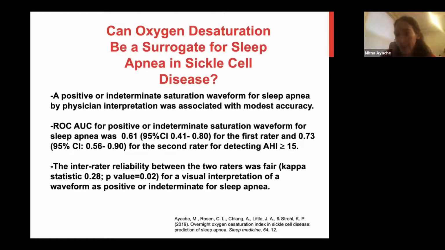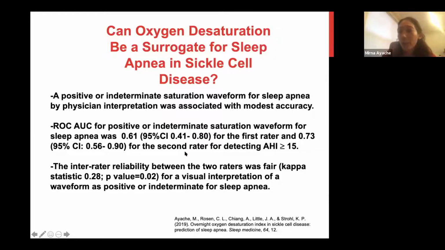One interesting thing is that we did look at the waveform in the sickle cell disease project that we did. There were 2 raters from our department, very experienced raters. We gave them the saturation waveform and we asked them to predict what's the patient's AHI, what is the likelihood of having sleep apnea. And the ROC-AUC for positive or indeterminate saturation was only 0.61 for the first rater, and it was 0.7 for the second rater.